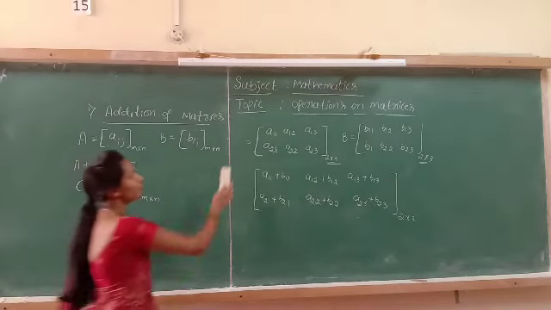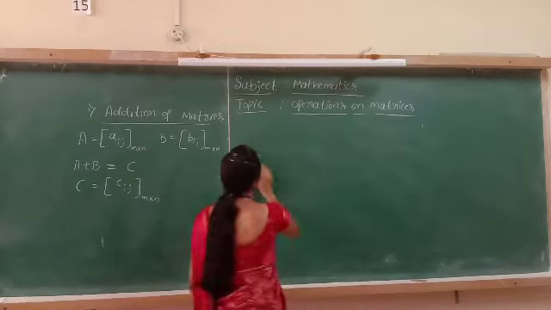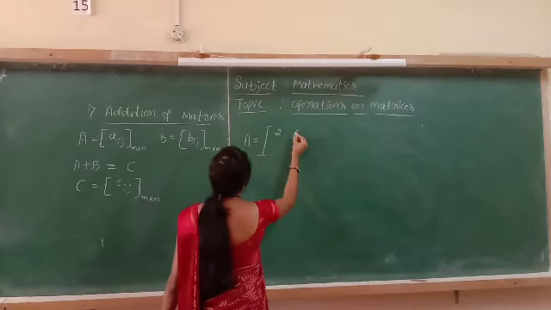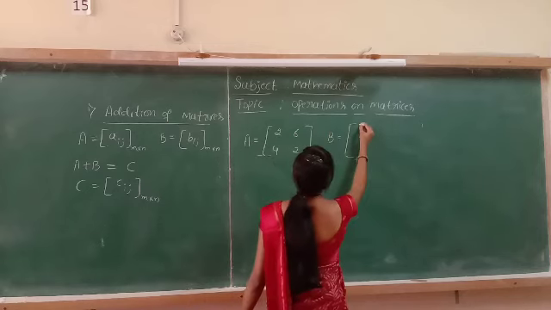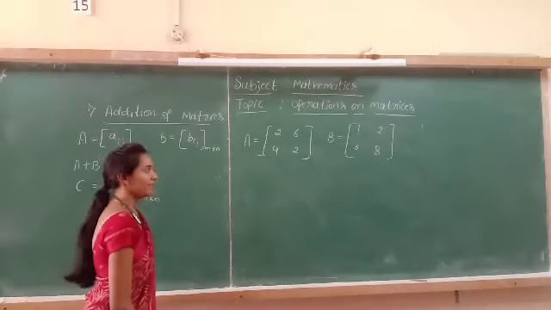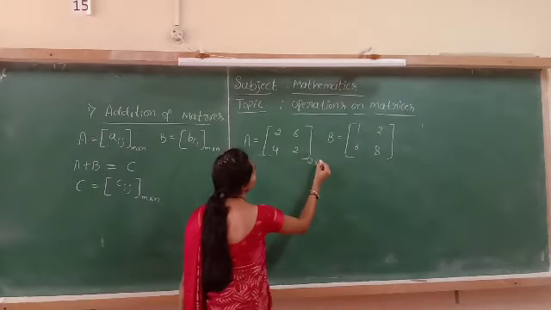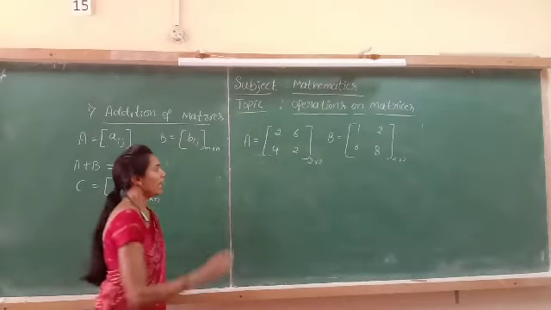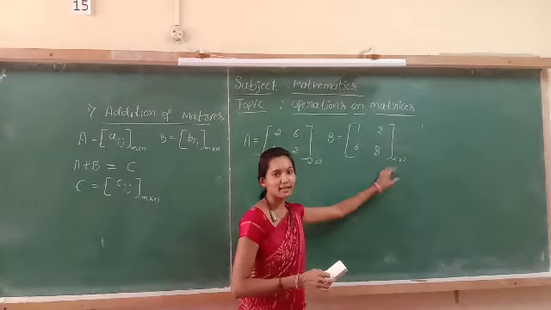Next, I will give an example related to addition of matrices. Look here. Suppose capital A is equal to 2, 6, 4, 2, and capital B is equal to the matrix 1, 2, 6, 8. First you have to check the order of these two matrices. A has the order 2 cross 2. B also has the order 2 cross 2. Addition of these two matrices is possible because they have the same order.